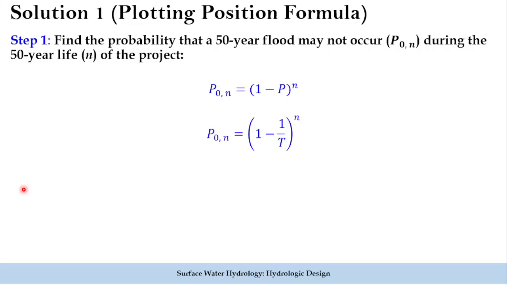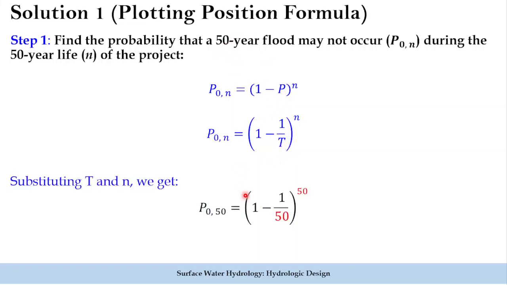So first of all, the equation that we are required to use after reading this problem is this one, P0n, which is equal to (1 minus P) whole power n, where this P is the exceedance probability, which can be rewritten as 1 by T. Here T is the return period, which is provided in the problem, that is 50 year. So now if we substitute the values provided in the problem, that is T, and N is the lifetime of the project, which is 50 years, again provided to us.